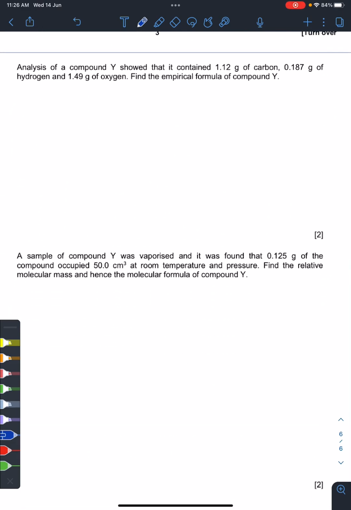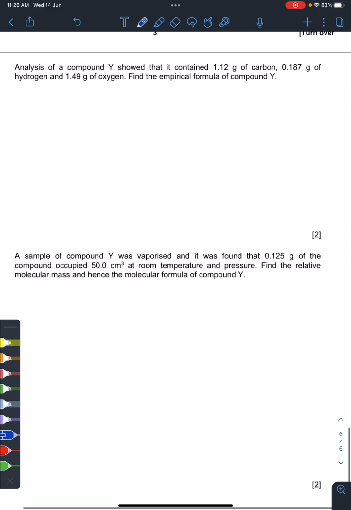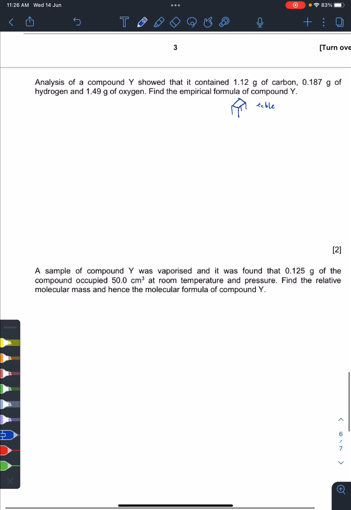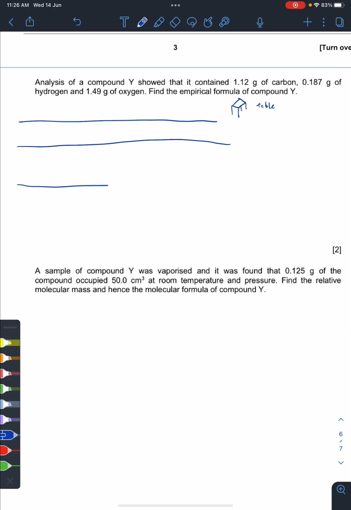Sure, let's take a look then. First one, it has mass. When you see empirical formula, what comes to your mind? You need to have a table. Why a table? The table is to help you. Don't think of it as something to harm you. It is meant to allow your workings to be shown in a very nice manner. Basically neater.